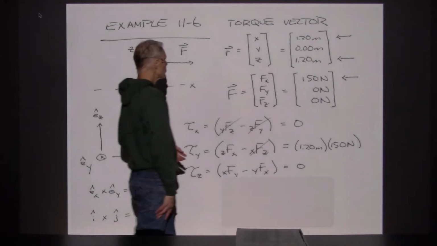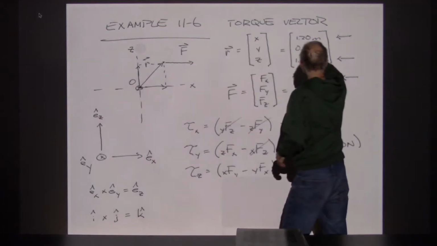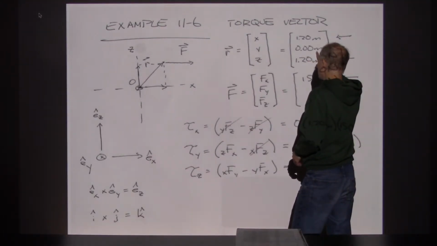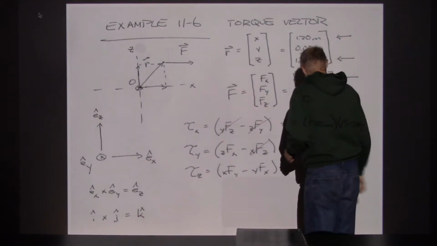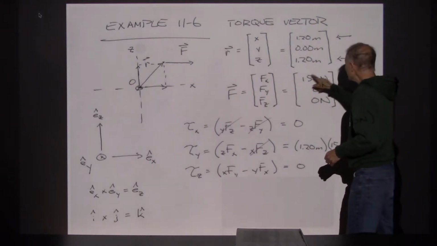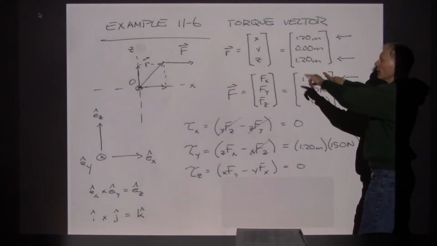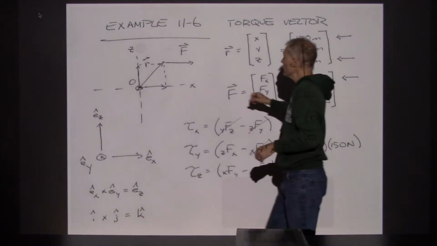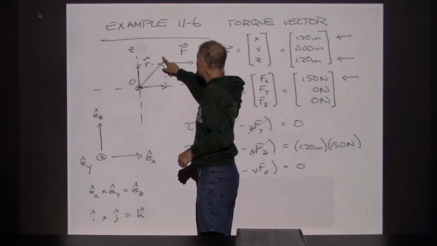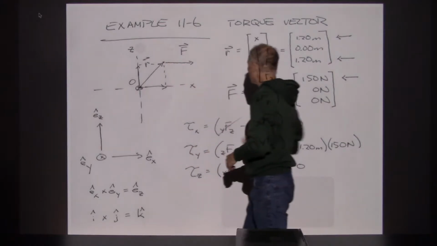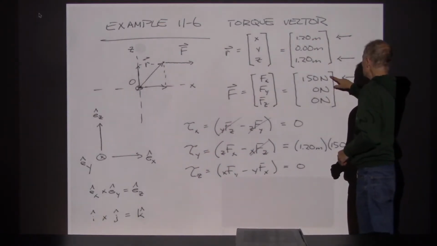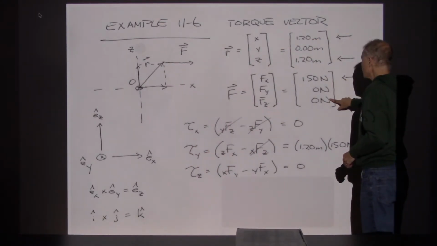All right, let's put the numbers in. So 1.2, but this one's 0. That we said was a good thing. And then the force is entirely in the x direction. So again, I can look at the diagram and see where this torque will end up being. This is 150 newtons, but this is 0, this is 0.